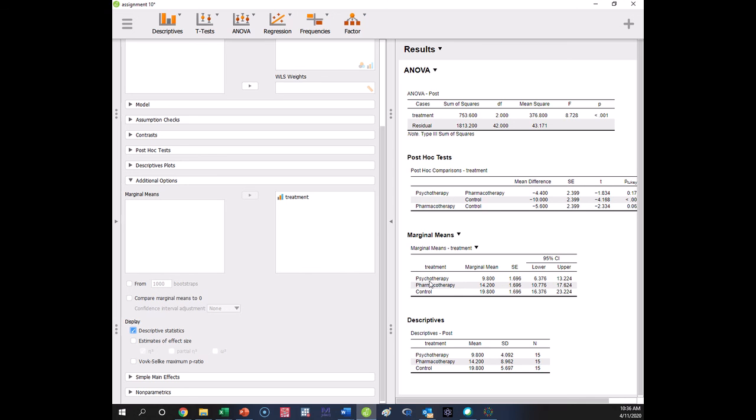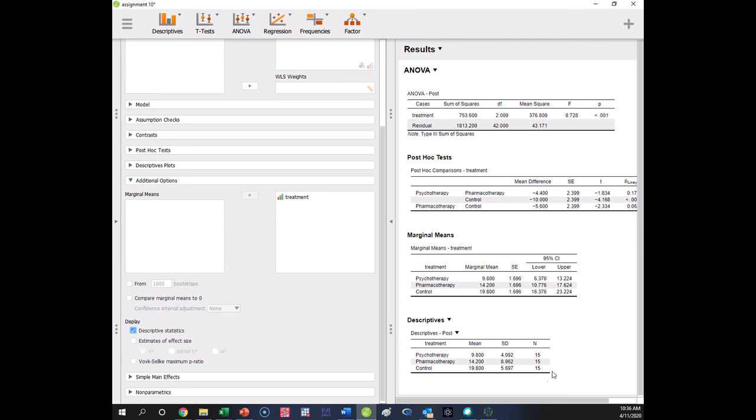Okay? So what we see here is people in psychotherapy demonstrated significantly fewer manic symptoms immediately after treatment than if they were in the control condition. And we would report the means and the standard deviations for those things.